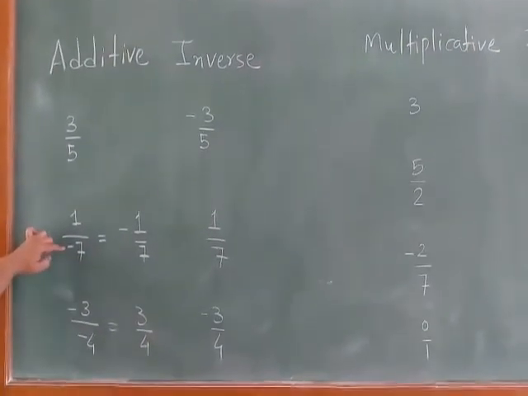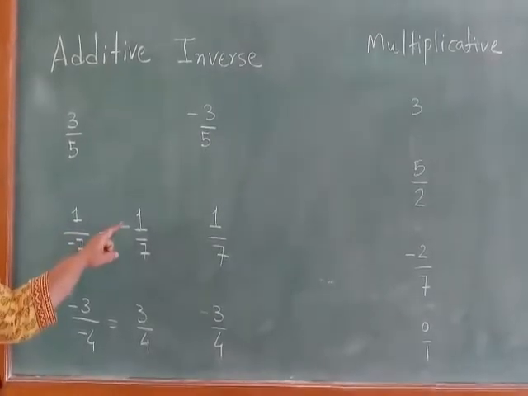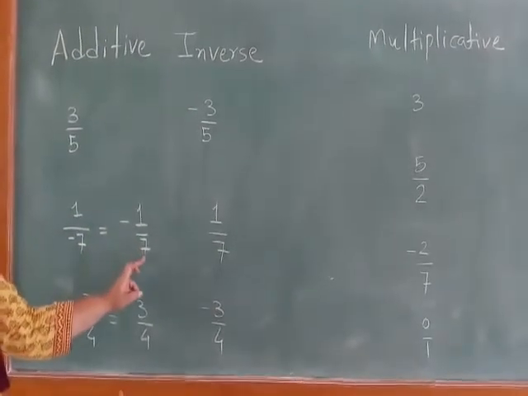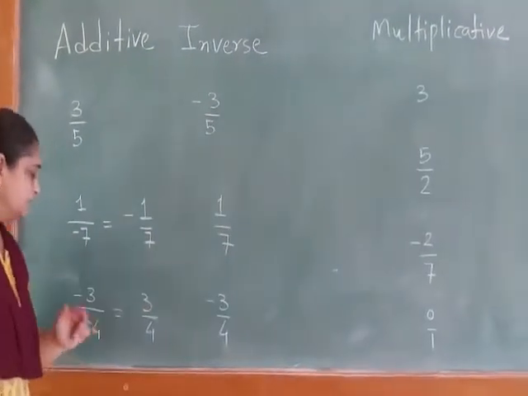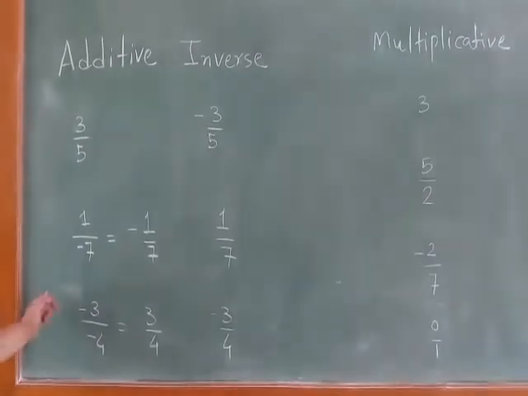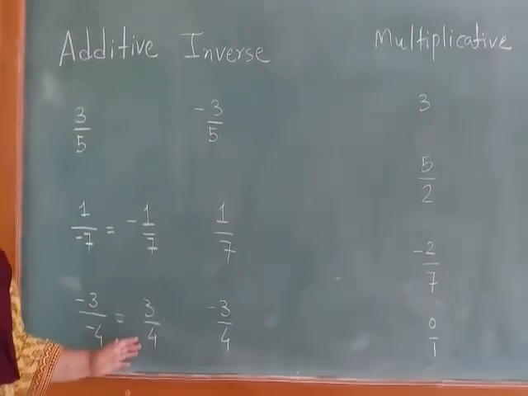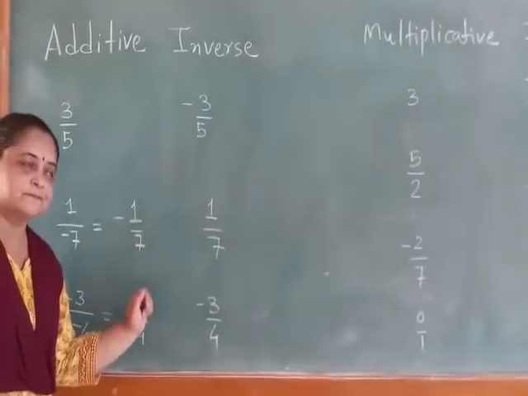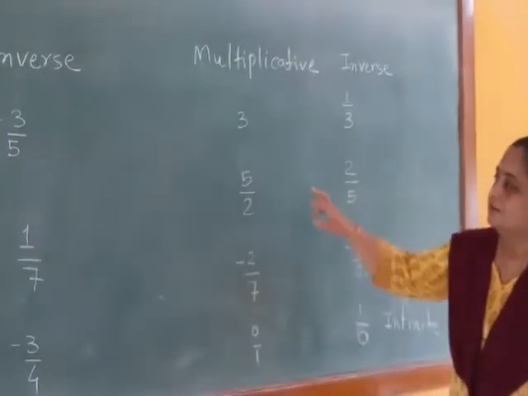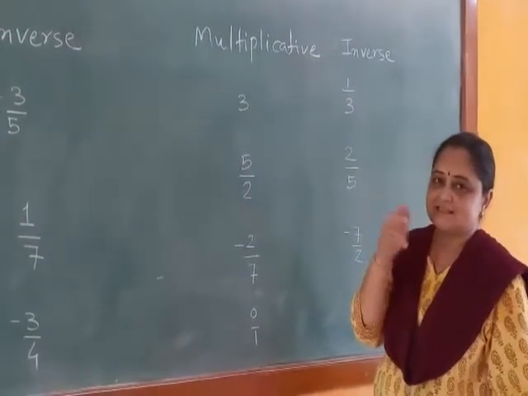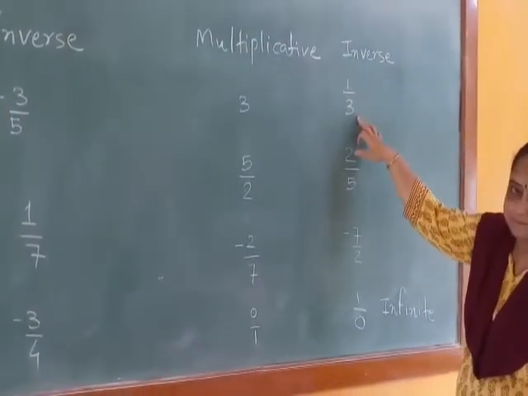If the negative sign is at the denominator, then finally we take the sign at the numerator, and now it is minus 1 upon 7. Its additive inverse is plus 1 by 7. If both terms are minus, then minus minus plus, it is 3 by 4, and its additive inverse is minus 3 by 4. For multiplicative inverse we take its reciprocal. 3 is a whole number and it is written as 3 upon 1. So the multiplicative inverse of 3 upon 1 is 1 upon 3.